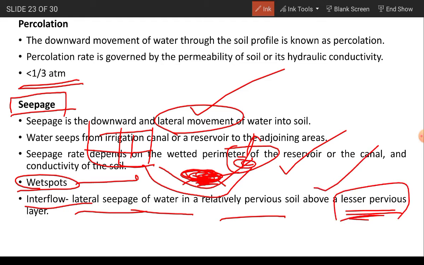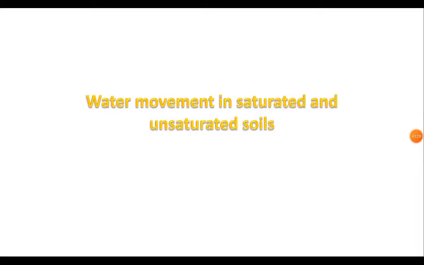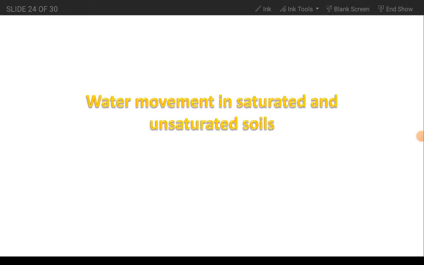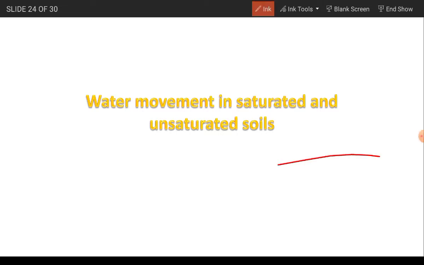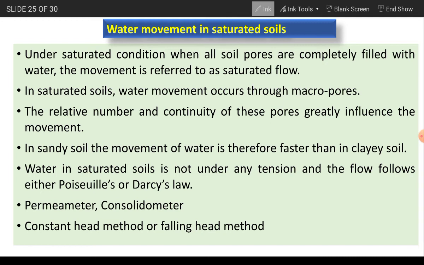This is interflow. Then comes water movement in the saturated and unsaturated soil. Let's go through it. What is water movement in the saturated soil? Under saturated soil, when all soil pores are completely filled with water, the movement is referred to as saturated flow.